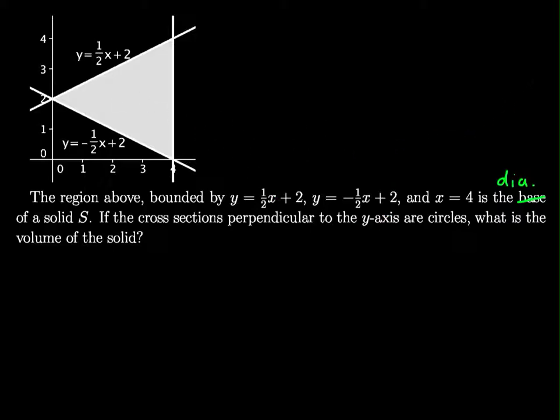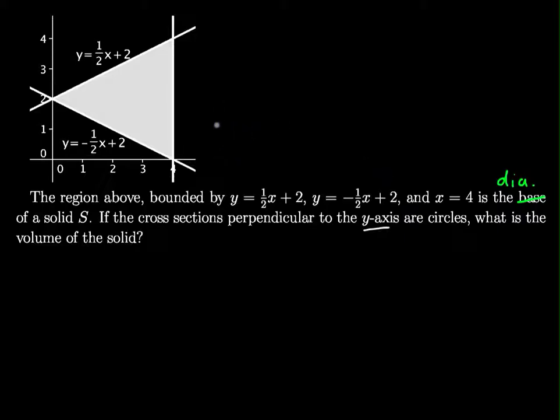Okay, so here we go. Let's, as always, lay this out. So the region above bounded by y equals 1/2 x plus 2, y equals negative 1/2 x plus 2, and x equals 4, it has the diameters of circles such that of a solid where the circles are perpendicular to the y-axis. That's important, y-axis. What is the volume of the solid?